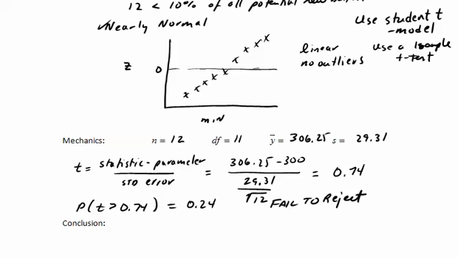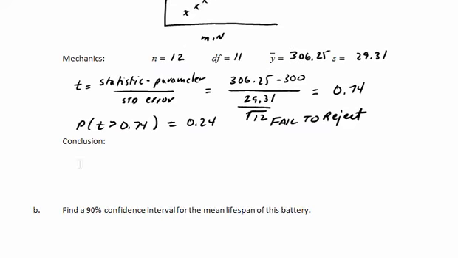Okay, so now let's go ahead and write our conclusion. Since the p-value is large at 0.24, we fail to reject.